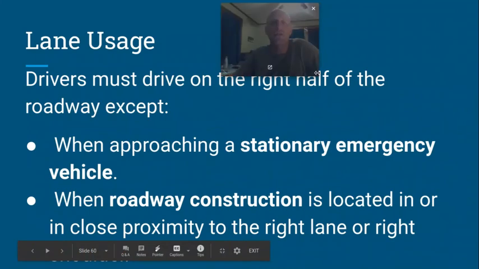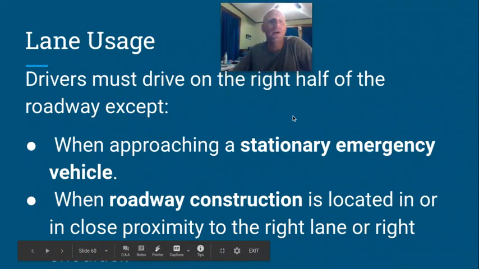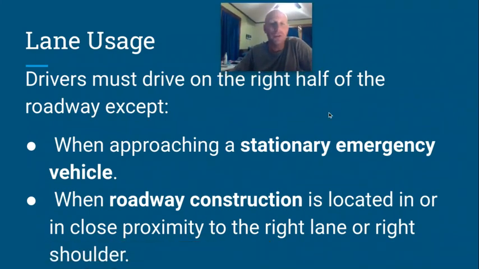Drivers must drive on the right half of the roadway, except in some situations, like when approaching a stationary emergency vehicle. You've got a police car that has someone pulled over. You are not supposed to pass in that lane right next to them. You are supposed to scoot over. But if there's anybody coming towards you, you have to wait till this car goes by, and then you can scoot over whichever direction it is here. You can scoot over and go on by the police car.